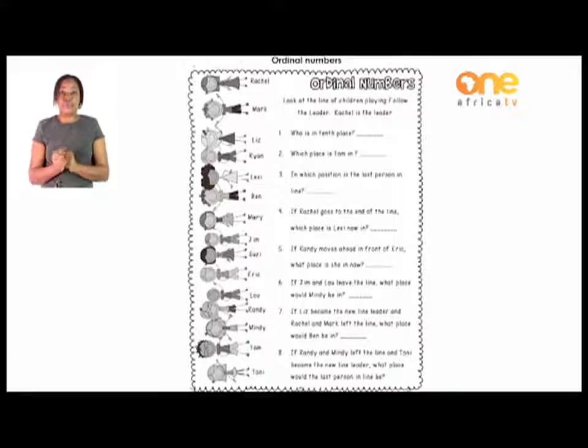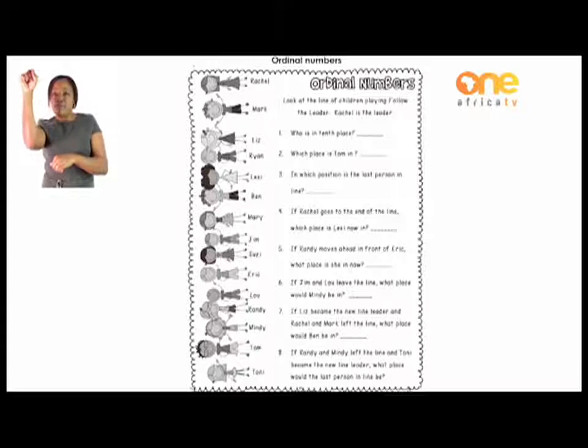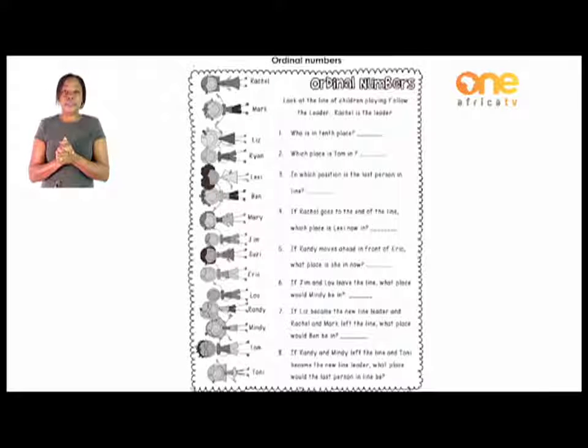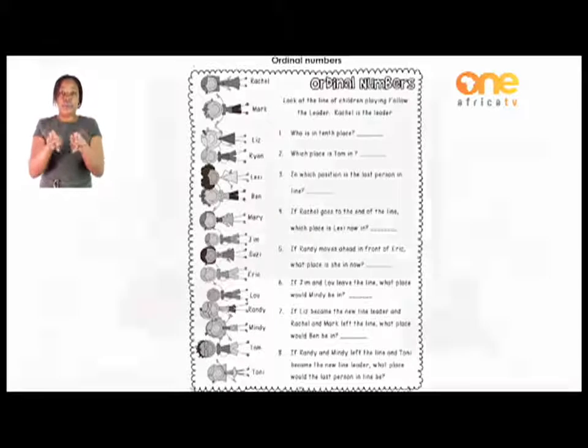Are we together? Are you getting it? Yes. It's not very difficult. It's just the number, the position on which the child is standing. So Eric is standing in the 10th place. So you write the name of Eric there. And I would like you to do the rest, number 2 up to number 8. Thank you.